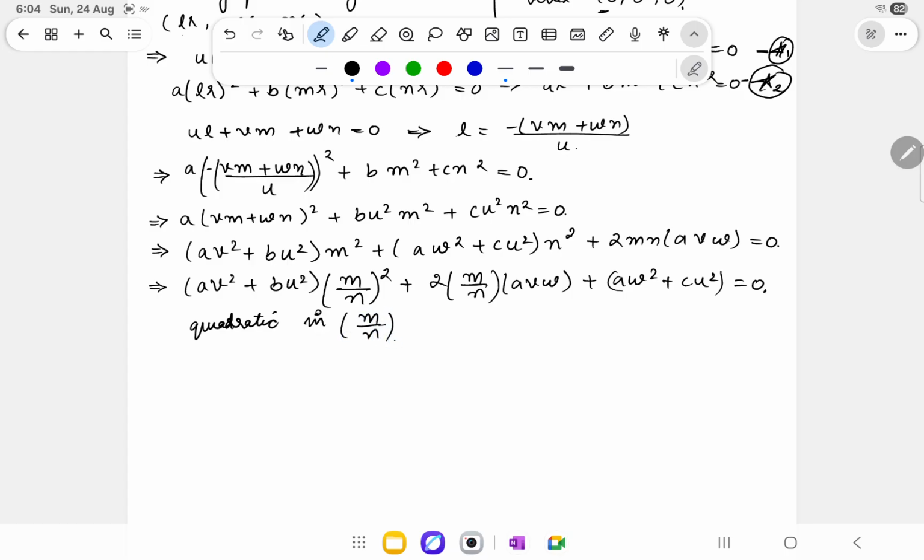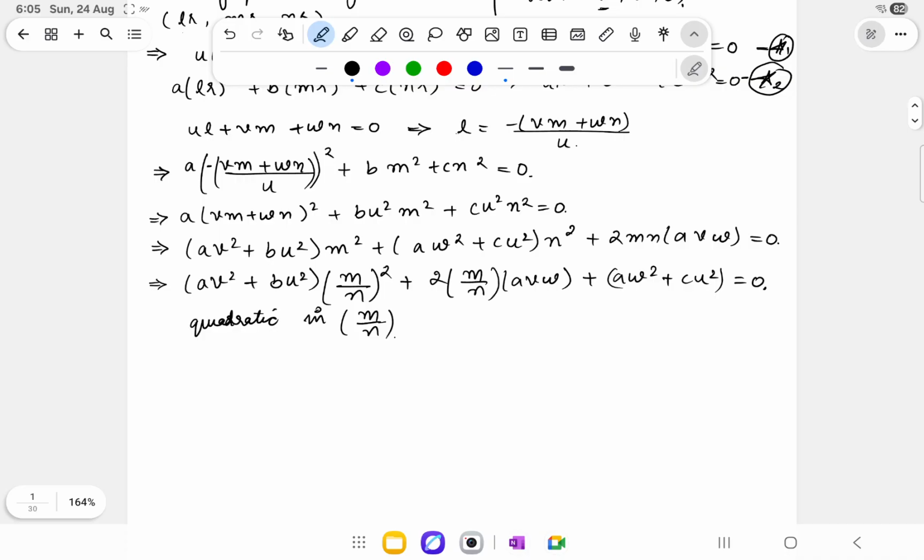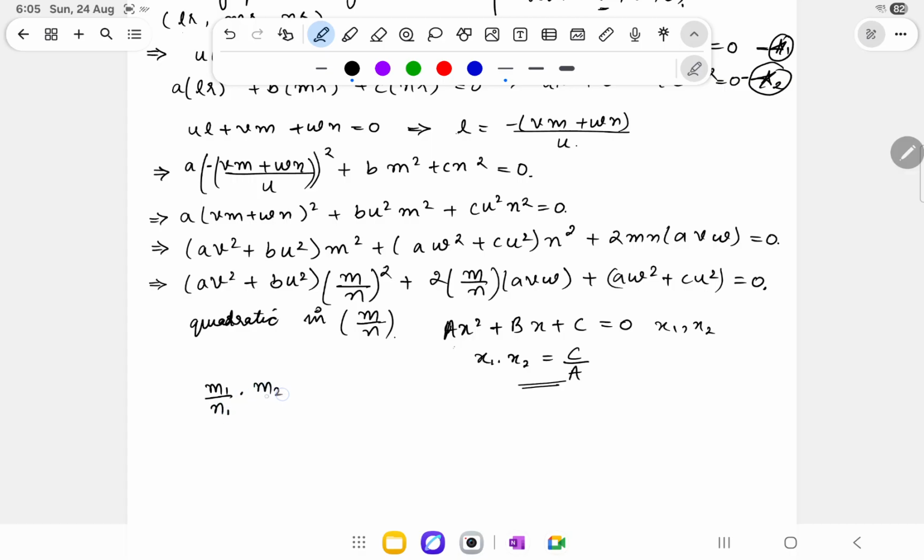So if it is quadratic in m by n, then I can easily find out the product of its quadratic roots and also the sum of its quadratic roots. If ax square plus bx plus c equals 0 is my quadratic equation and x1, x2 are its roots, then the product of its roots is basically c upon a. So using this result, I'll get m1 upon n1 into m2 upon n2 as aw square plus cu square upon av square plus bu square.